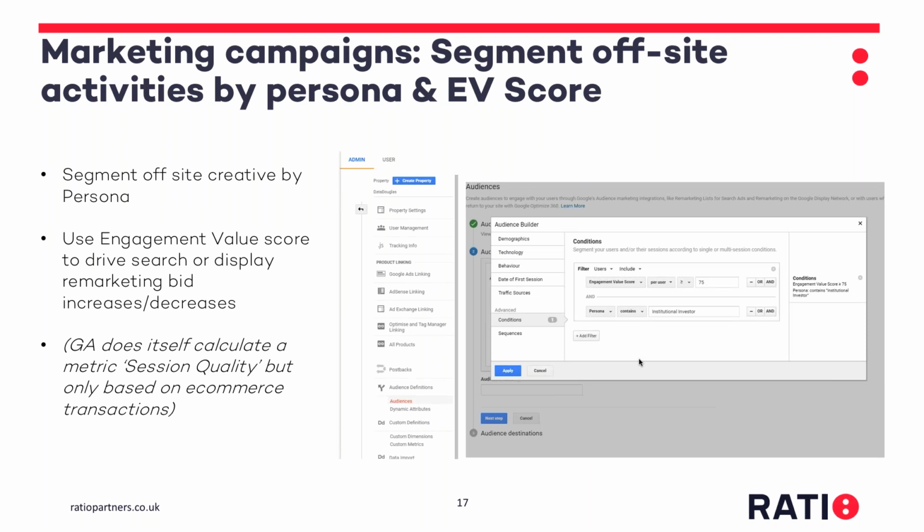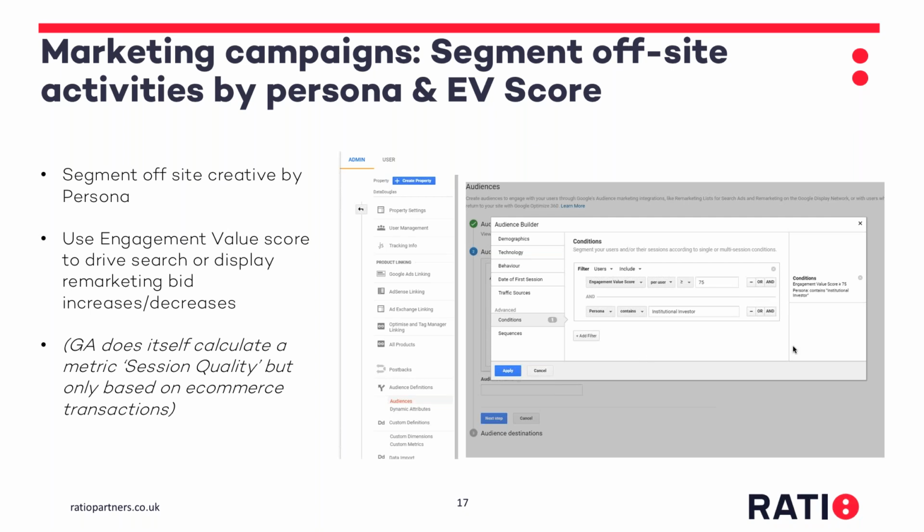Another thing we can do is, as I mentioned, Google Analytics is integrated with your ad network. You can push segments from Google Analytics off and advertise to those people outside of your website. And if in Google Analytics we're pushing in the engagement value score of a user and what their persona is, then we can create a segment matching that.